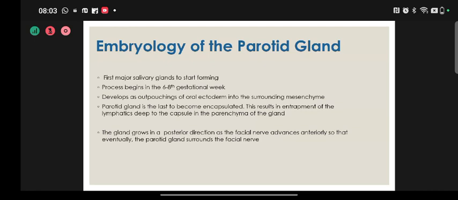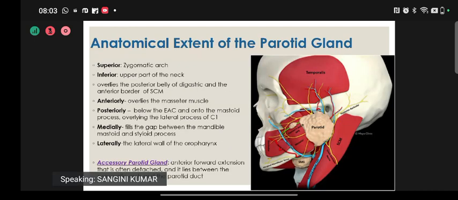Now, another peculiarity is that the parotid gland is the last to become encapsulated, as a result of which there is entrapment of lymphatics deep to the capsule of the parenchyma of the gland, and this is why parotid is the only gland with intra-parenchymal lymph nodes. Now, coming to the anatomical extent of the gland, superiorly it is bounded by the zygomatic arch.